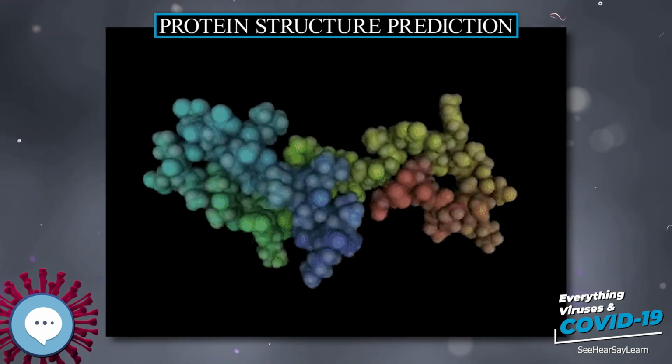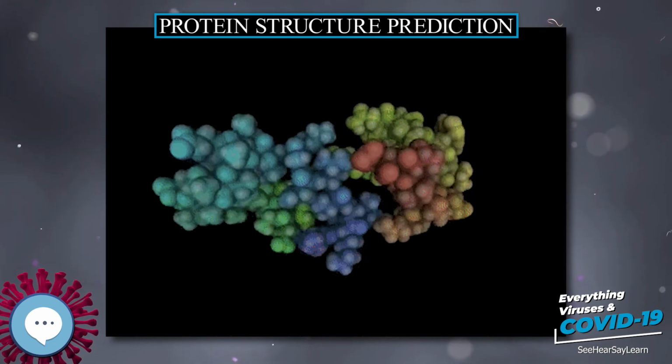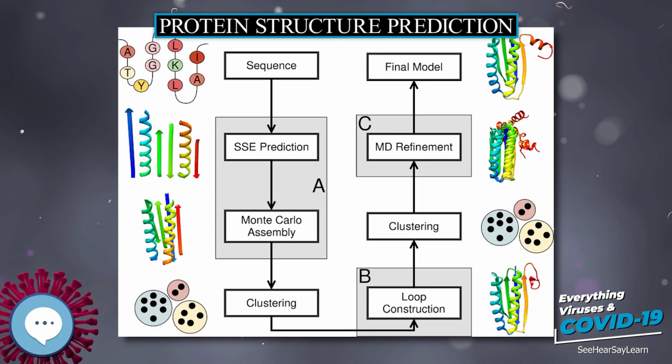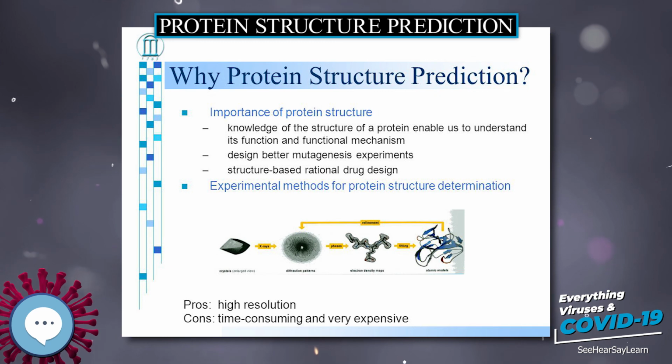The CAMEO 3D continuous automated model evaluation server evaluates automated protein structure prediction servers on a weekly basis using blind predictions for newly released protein structures. CAMEO publishes the results on its website.